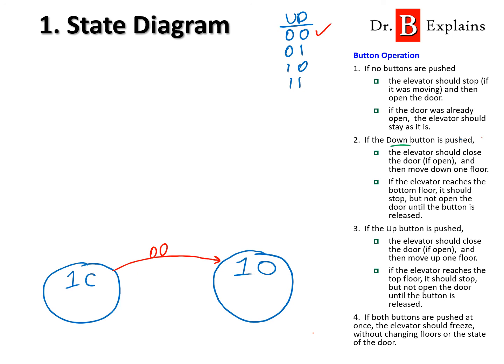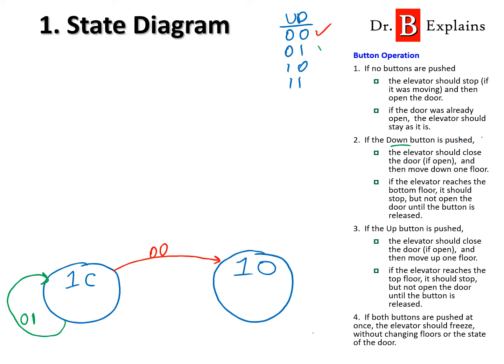If the elevator reaches the bottom floor, which is our case, it should stop but not open the door until the button is released. So it stops here, it doesn't go further down, we don't have another floor. It's just going to stay there. That's a 0, 1 until the button is released, which is our 0, 0.